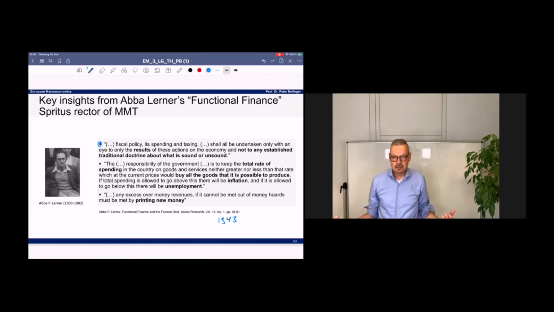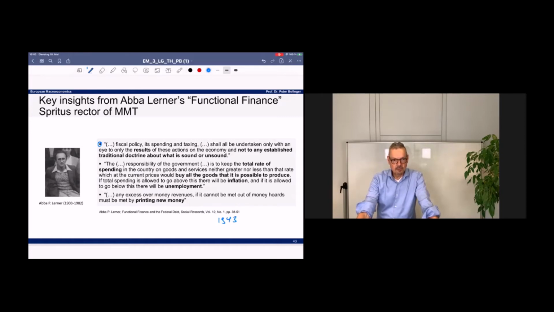And maybe our German students can tell us about a doctrine of fiscal policy which has been very dominant until the outbreak of the pandemic. Can somebody give us this doctrine? Which doctrine has shaped the thinking of German politicians for many, many years? The Black Zero? Exactly, the Black Zero.